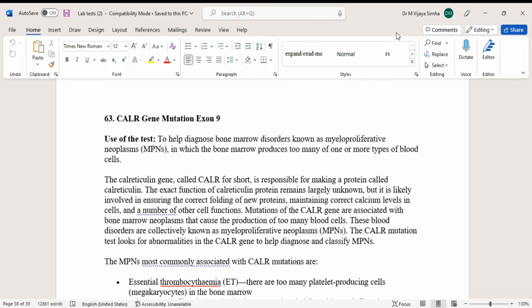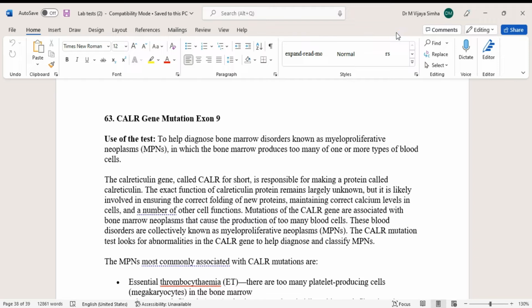The calreticulin gene, called CALR for short, is responsible for making a protein called calreticulin. The exact function of the calreticulin protein remains largely unknown, but it is likely involved in ensuring the correct folding of new proteins, maintaining correct calcium levels in cells, and a number of other cell functions.